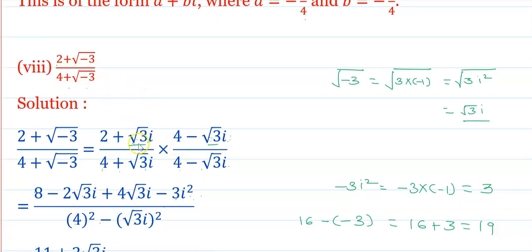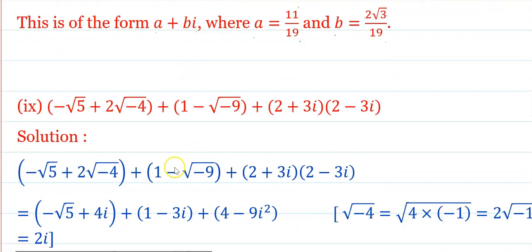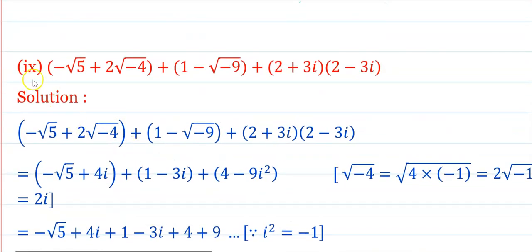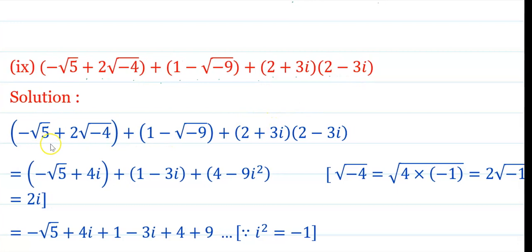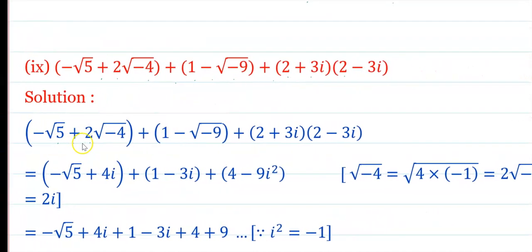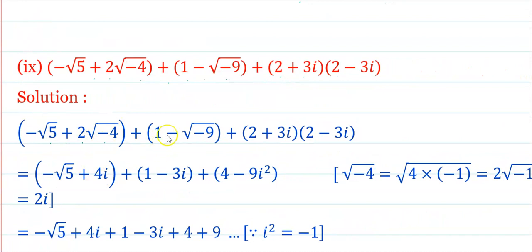Minus root 3 is written as root 3i multiplied with its conjugate. Now the next question, number 9: minus root 5 plus 2 root of minus 4 plus 1 minus root of minus 9 plus, in bracket, 2 plus 3i into 2 minus 3i. Okay. Next, minus root 5 plus 2 root of minus 4 plus 1 minus root of minus 9, and these two brackets are also as they are.